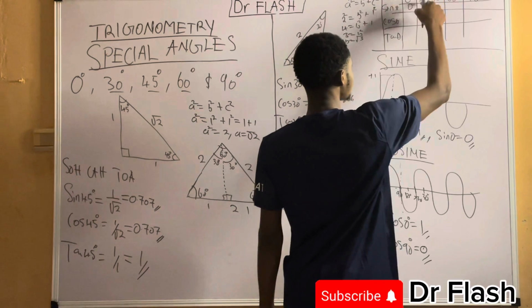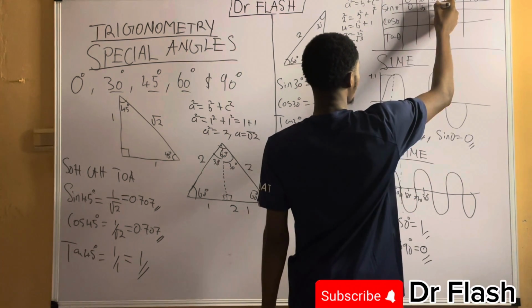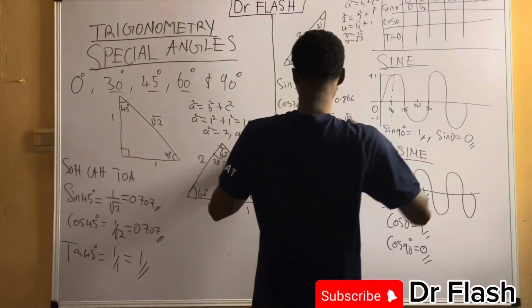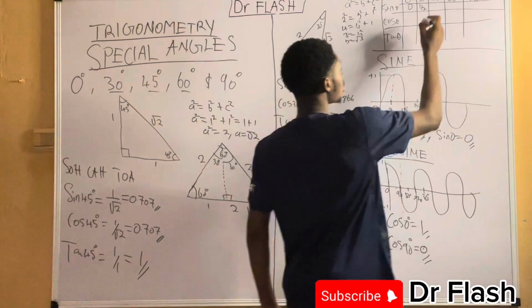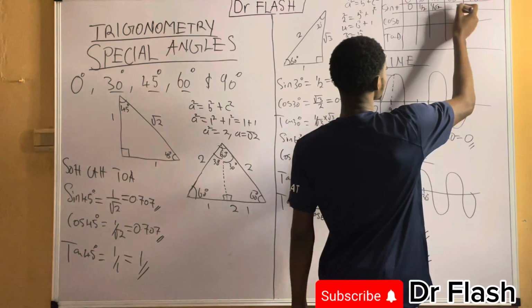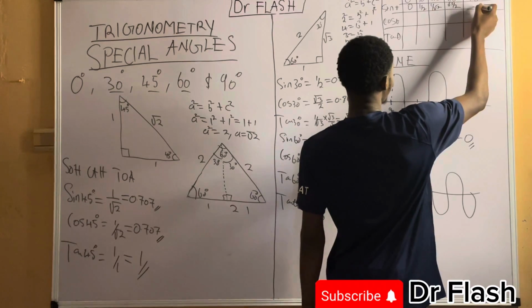Okay, sine 30, we obtain it to be what? 1 over 2. Sine 45, what did we obtain as sine 45? From this first part, we got 1 over root 2. So we have 1 over root 2. And then for 60, we have root 3 over 2. And then for 90, we have 1.